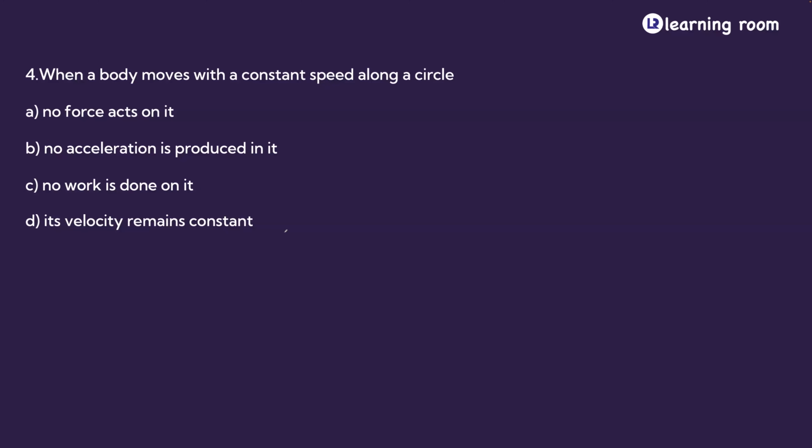When an object moves with a constant speed along a circle, so there is an object that is moving with a constant speed along a circle. So the velocity of the particle is always taken tangential to the surface, right? So what can you conclude? No force acts on it. It is wrong. What is the force that is going to act on it? There will always be a centripetal force acting on it. So when they say an object is moving at a constant speed, this is also called uniform circular motion.